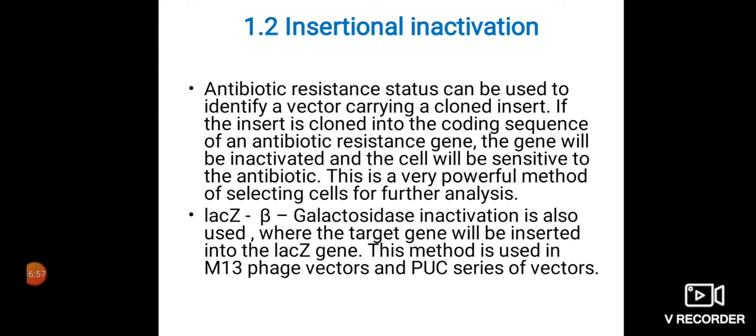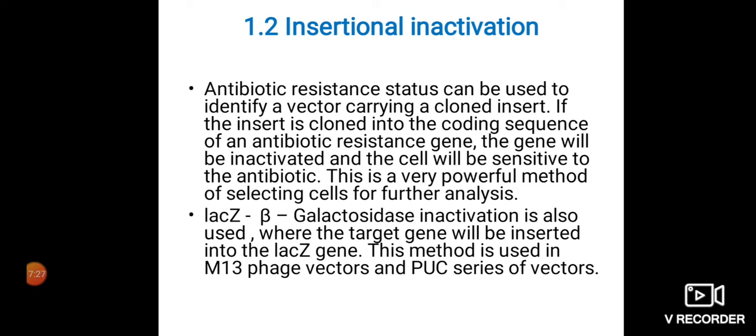So that's a method people use for screening, by using alpha complementation. Next is insertional inactivation. Partially I explained this one in the earlier part itself, the ampicillin resistance and tetracycline resistance genes. So insertional inactivation is a method in which the antibiotic resistance status is going to be used, and even people use lacZ status also.